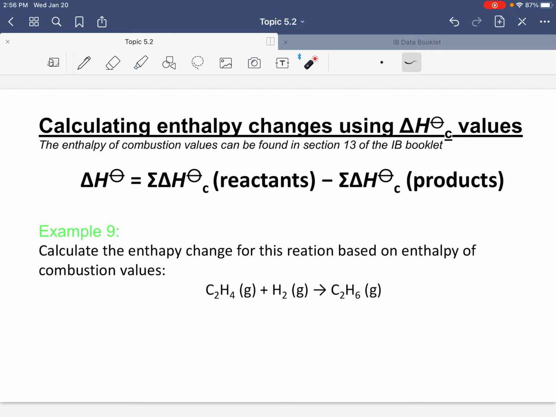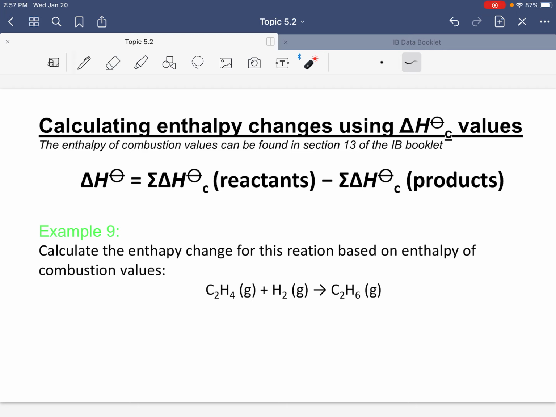So let's do question 9. Calculate the enthalpy change for this reaction based on enthalpy of combustion. So not based on enthalpy of formation. I don't want to do this through the formation of this and this. I want to do this by knowing the combustion of this and this, because I know for a fact that all three of these are combustible elements.